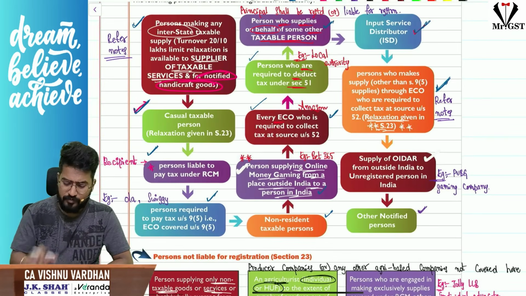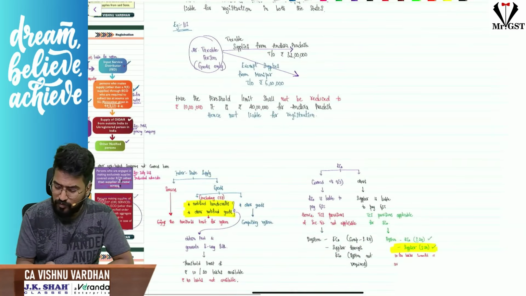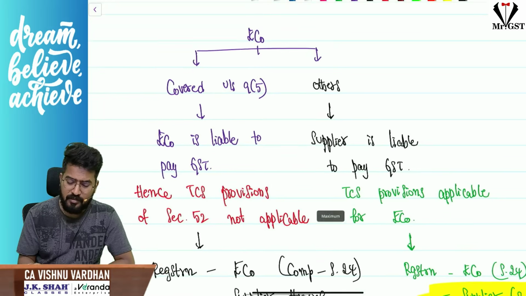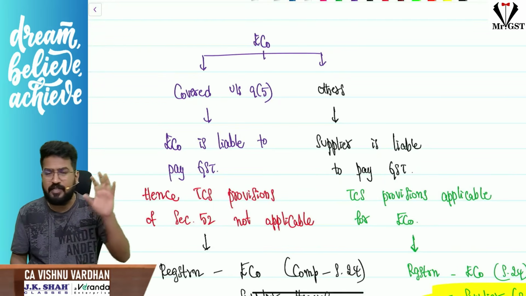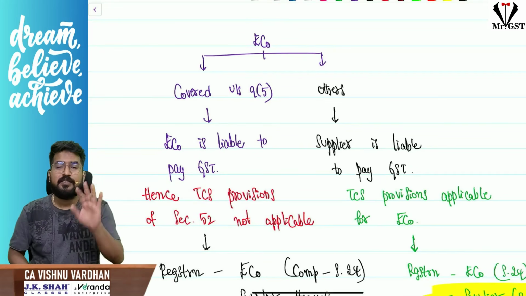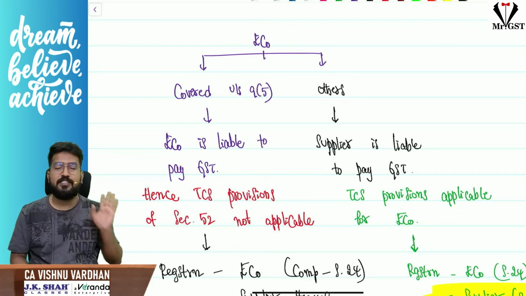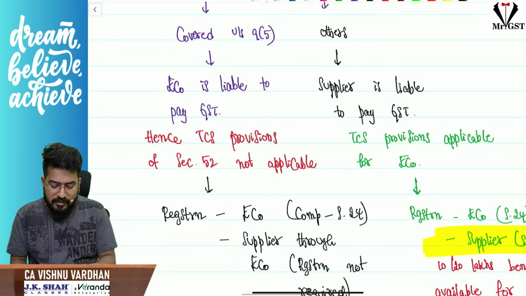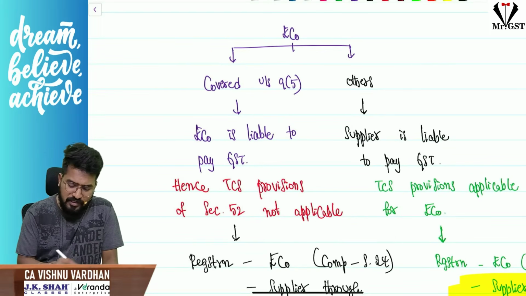Now coming to e-commerce operators, we have certain discussion to make. Some small flowchart we have. Here, understand e-commerce operators. Let us take two types of e-commerce operator: those covered under 9 subsection 5 and others. E-commerce operators covered under 9 subsection 5 are liable to pay GST under 9 subsection 5. In that case, because the e-commerce operator is liable to pay GST, TCS provisions are not applicable.